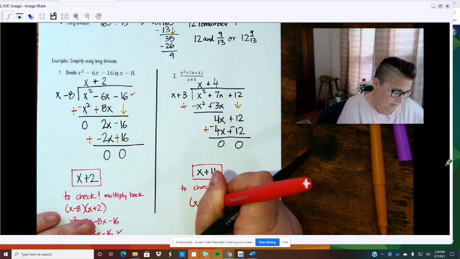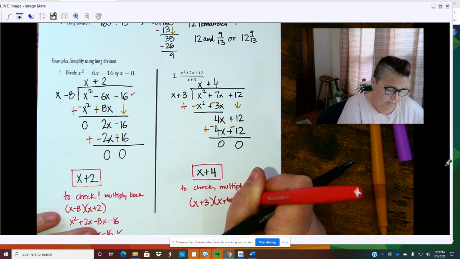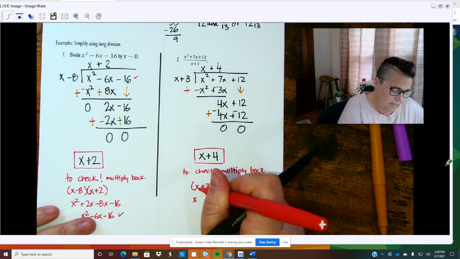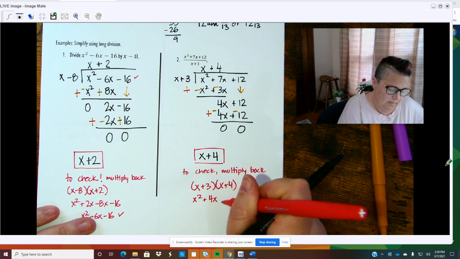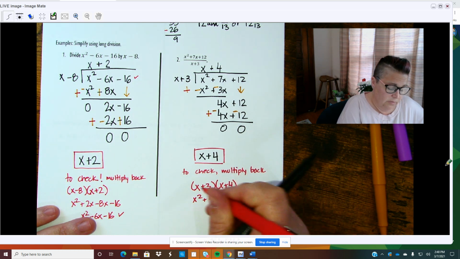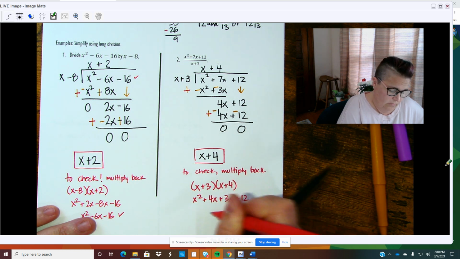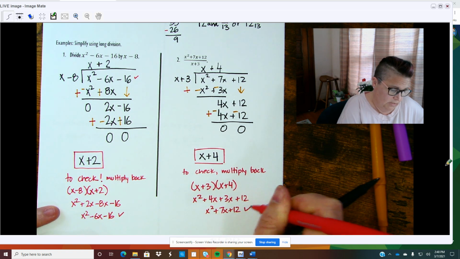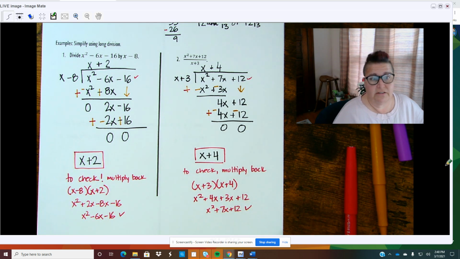So I have x plus 3 times x plus 4. That's going to give me an x squared. Last is 4x. Inside is 3x. I'm sorry, outside is 4x. Inside is 3x. Last is 12, or x squared plus 7x plus 12, which is indeed what was underneath. So I know that that answer is correct.